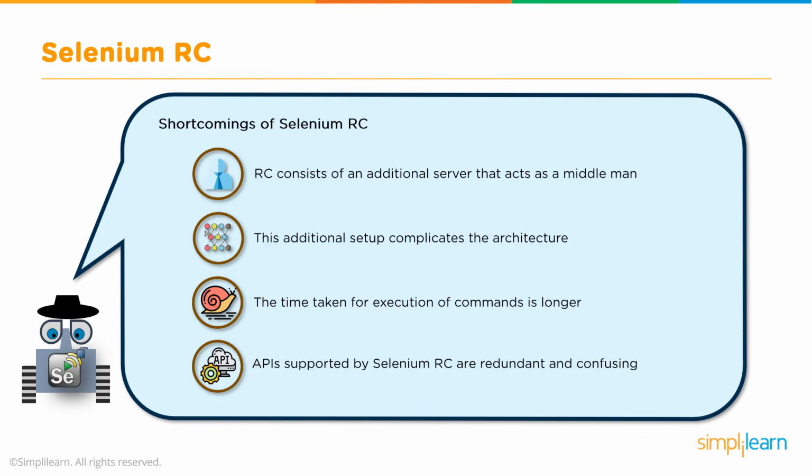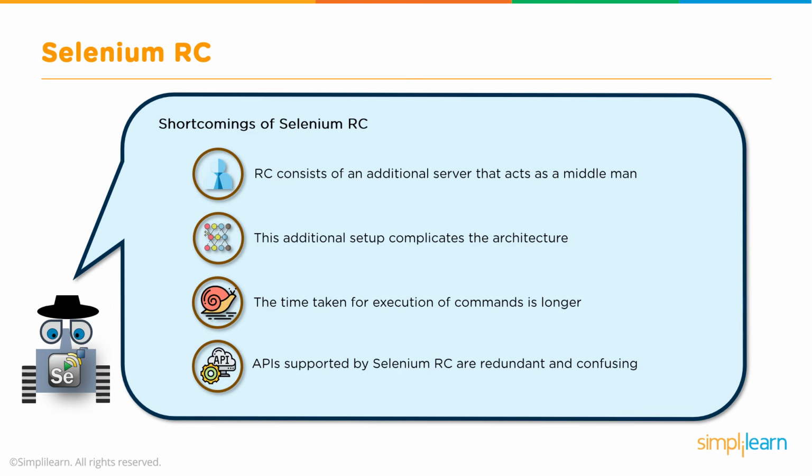So RC definitely had a lot of shortcomings, and what are those? The RC server needs to be installed before running any test scripts, which we just saw. That was an additional setup, since it acts as a mediator between your Selenium commands and your browser. The architecture of RC is complicated. Why? Because of its intermediate RC server, which is required to communicate with the browser. The execution of commands takes very long. It is slower. We know why. Because every command takes a full trip from the test script to your RC server, to the core engine, to the browser, and then back the same route, which makes your overall test execution very slow.